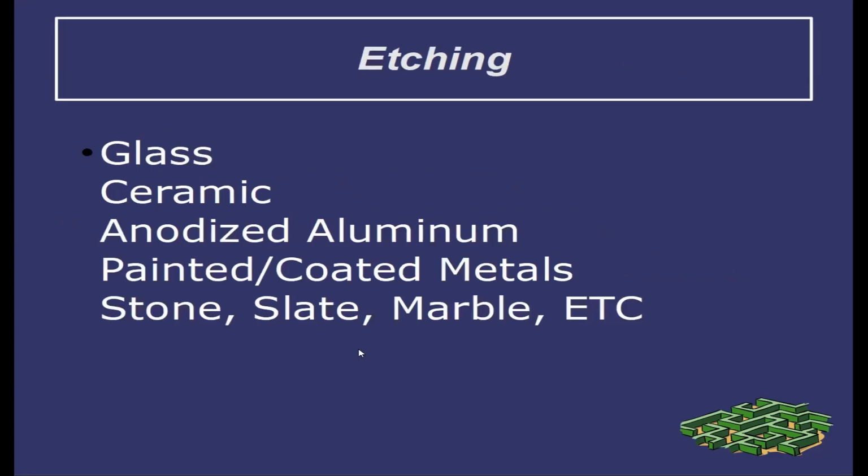Etching, you can etch glass, ceramics, anodized aluminium, painted and coated metals, stone, slate, marble, all sorts of stones and slates can be done.